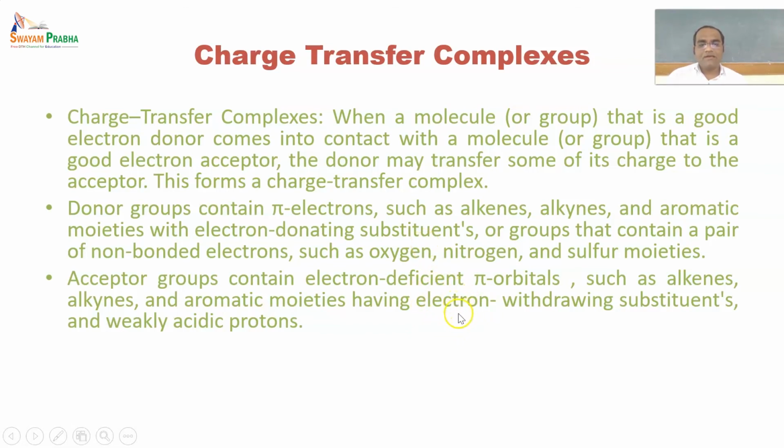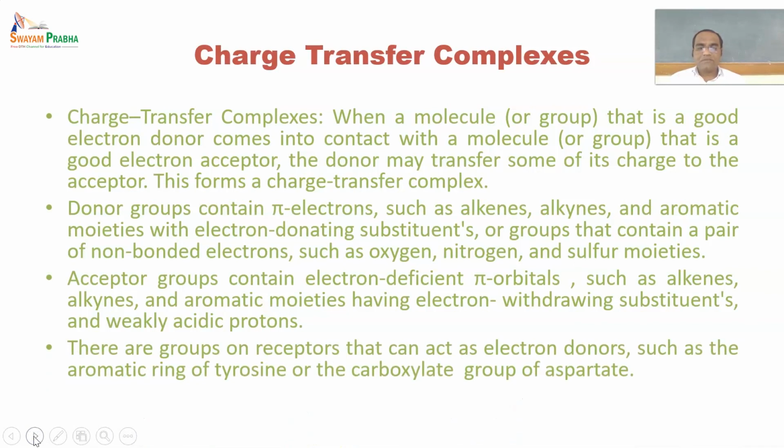So all containing C double bond O, or carbonyl, are electron withdrawing substituents, and electron donating substituents are such as OH, NH2 or sulfhydryl. So these are nothing but electron donating substituents present on the alkene or aromatic moieties.